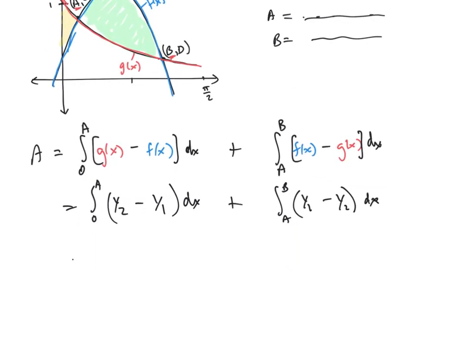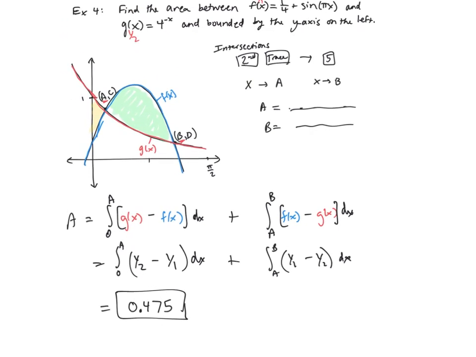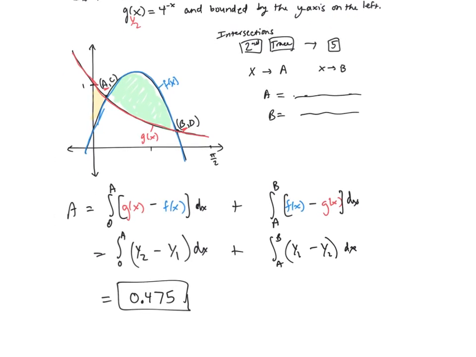And all we need is one answer. So the answer should be, to 3 decimal places, 0.475. So that is the entire question. Make sure you've got everything typed in correctly. And then when you're ready, we're going to move on to one more example.